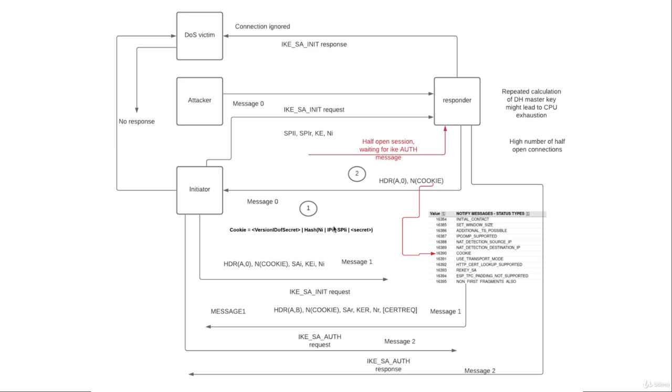It will create a version number for this secret. This number increments. The version of the secret increments. This value is used to keep track of the number of cookies and secrets sent to a specific IP address. So, instead of running an expensive Diffie-Hellman calculation, the responder just creates a random secret and keeps it in its cache.